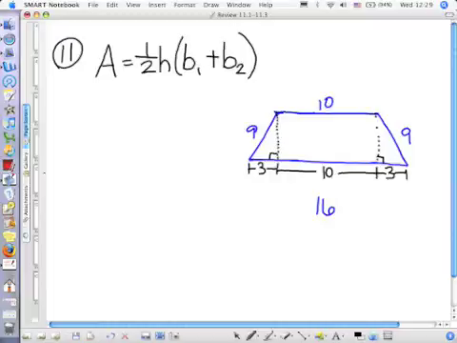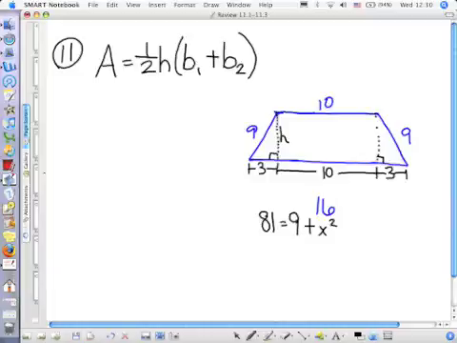Now, I need to find this. How am I going to use this picture to find that? No, it's an isosceles trapezoid. Nope, the triangle's not isosceles. The trapezoid is isosceles. We're going to use the Pythagorean theorem to find this missing piece. 9 squared is equal to 3 squared plus x squared.